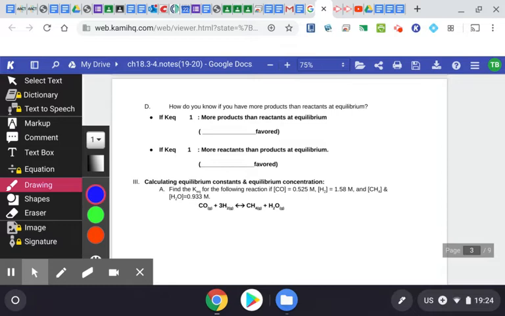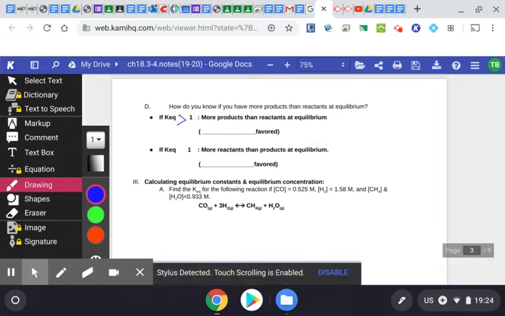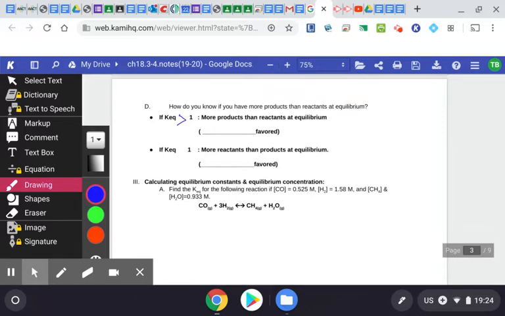If your KEQ is greater than 1, then you have more products than reactants at equilibrium. Because your products are on top, you're dividing by a smaller number of the reactants, you're going to get an answer that's greater than 1. So we would say that products are favored then. If our KEQ is less than 1, then more reactants than products occur at equilibrium. You're dividing by a larger number, so your answer is going to come out being less than 1. Therefore, we would say our reactants are favored.